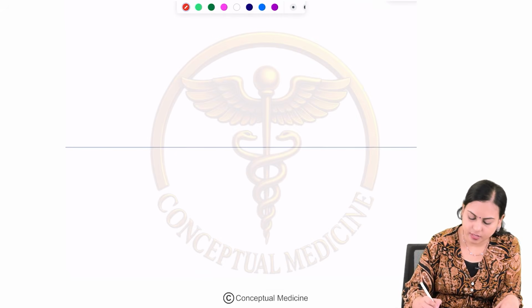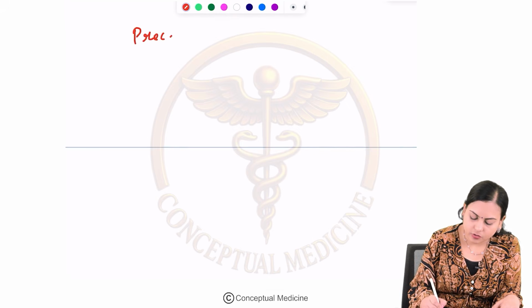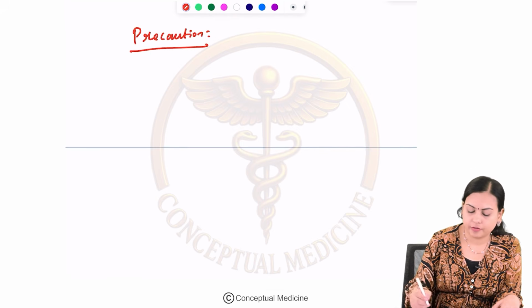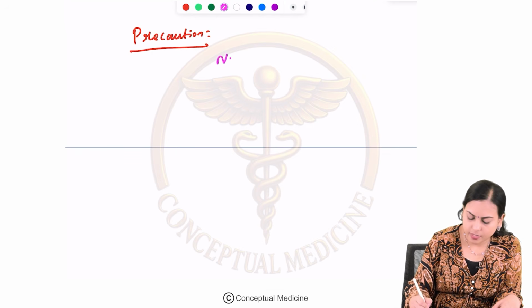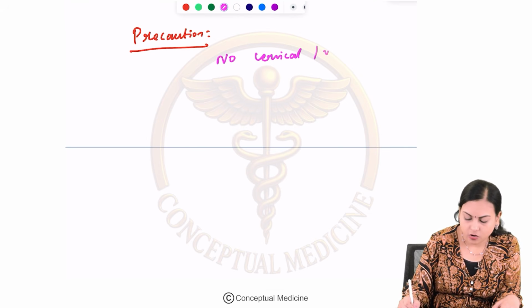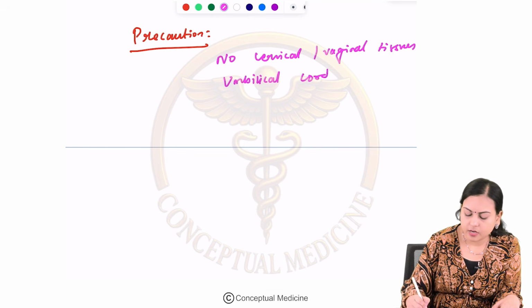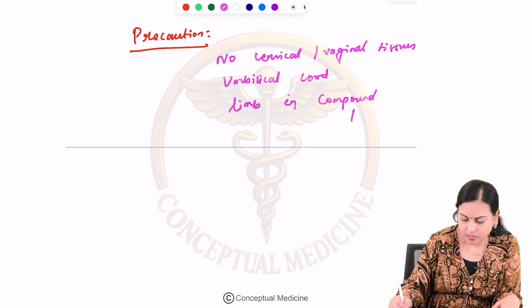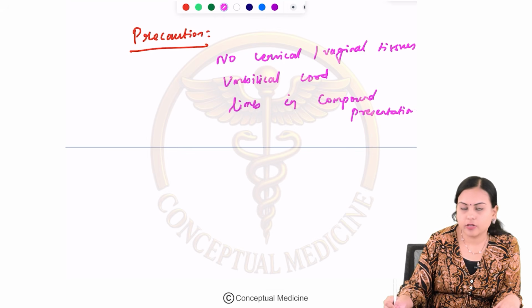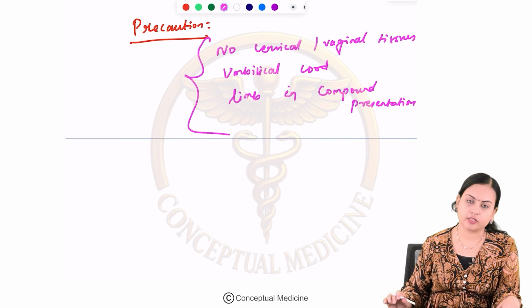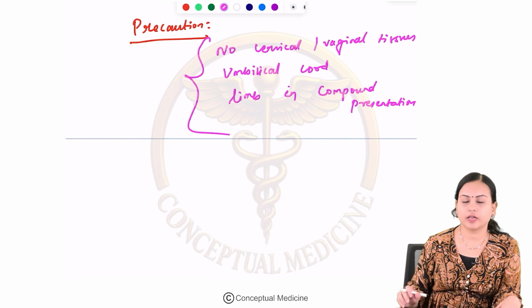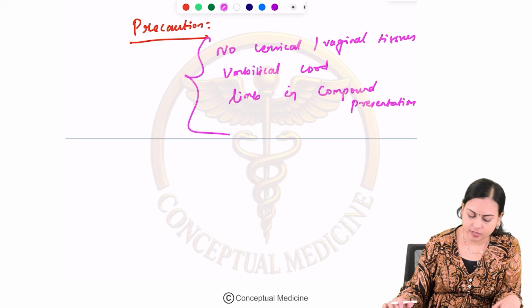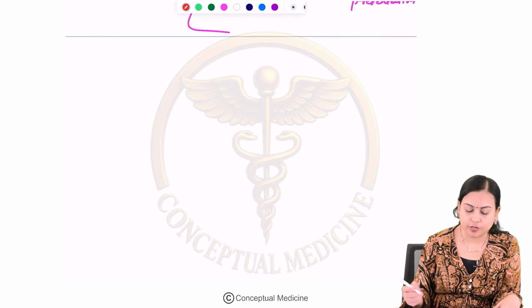Clear? Yes. There should always be a precautionary measure also while you are applying the vacuum cup. There should be no cervical or vaginal tissues or the umbilical cord or even a limb in case of compound presentation that is included in the cup. You have to just check this before giving the traction or creating the negative pressure. Clear? Right. Now, how are we going to create the negative pressure?